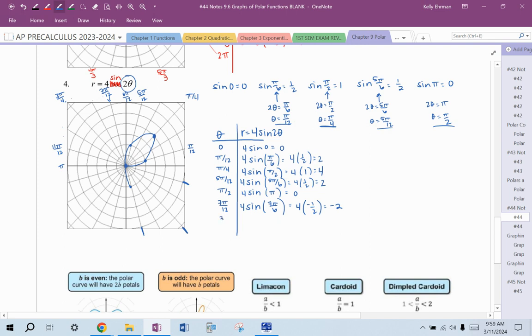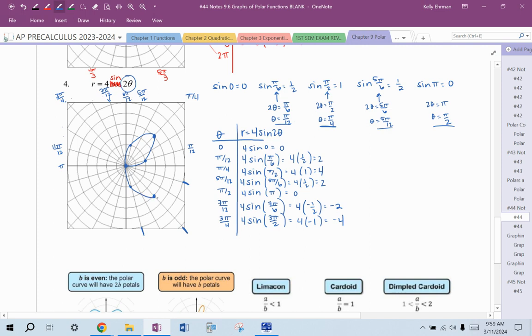So what's 3 pi over 4? 4 times the sine of 2 times 3 pi over 4, which is 3 pi over 2. That's 4 times negative 1. It's negative 4. Face 3 pi over 4, walk backwards 1, 2, 3, 4 units. There's the tip of another petal.